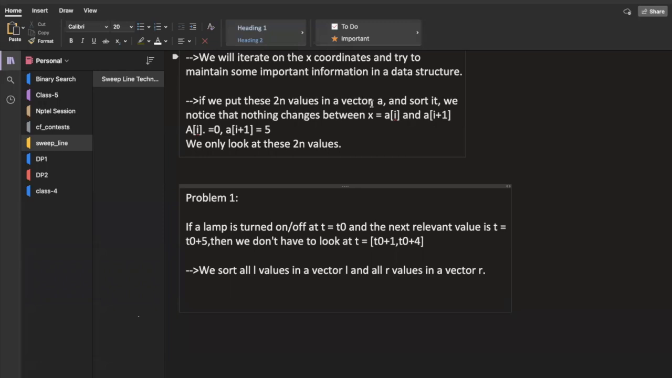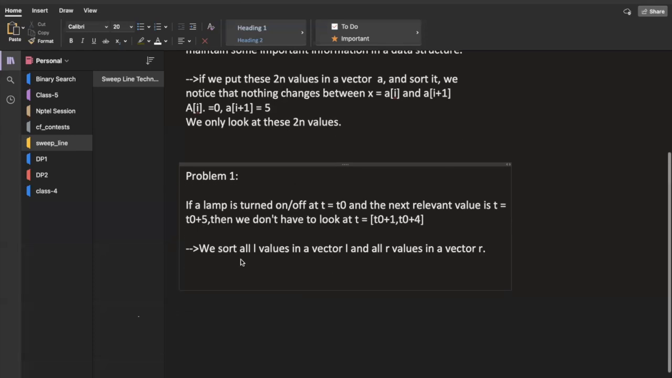Yeah. So the values at t equals t0 and t0 plus 4 are same because between t0 and t0 plus 4, no interval is either starting or ending. That means if an interval was going on at t equals t0, it will go on at t equals t0 plus 4. And if an interval had already ended at t0, it would have ended at t0 plus 4 as well. So the situation at t0 and t0 plus 4 is just the same. So we only have to look at t0 and not anything in between t0 and t0 plus 5. Okay. So now what we'll do is we'll apply 2 pointers.